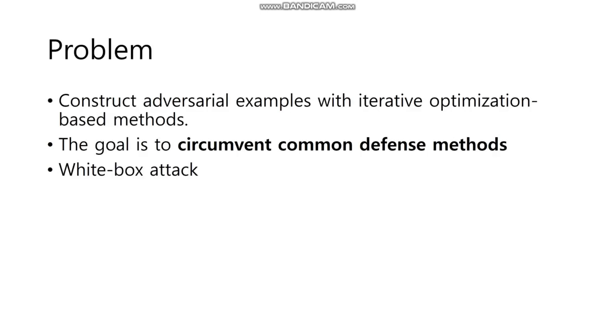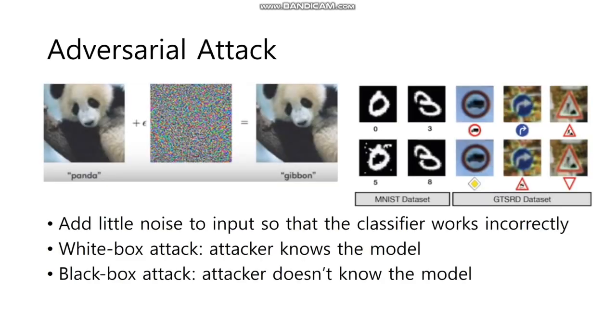Now let me explain the problem. The problem is to construct adversarial examples with iterative optimization based methods. The goal is to circumvent common defense methods, and it assumes white box attack. White box attack means, as opposed to black box attack, the attacker knows the model parameters of the target.